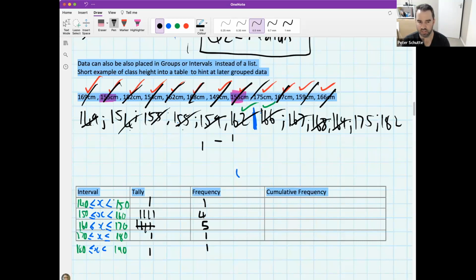And notice how this endpoint excludes 150, but this endpoint includes 140. Give me a thumbs up if the frequency and tally table, you've seen it before and it kind of makes sense.